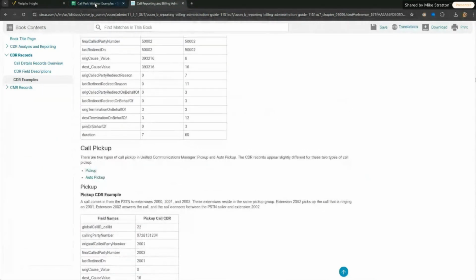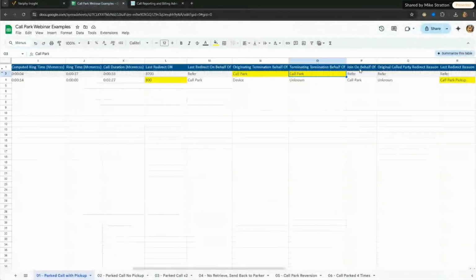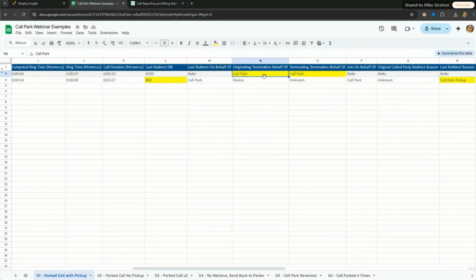But I'll break this down a little bit easier, simplify it a little bit. So what you're looking for when a call is parked is just call park here or call park here, either one of these two fields.